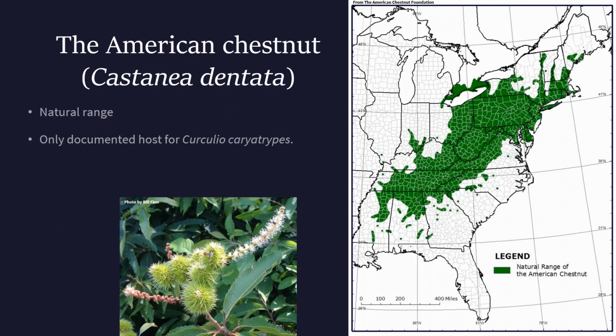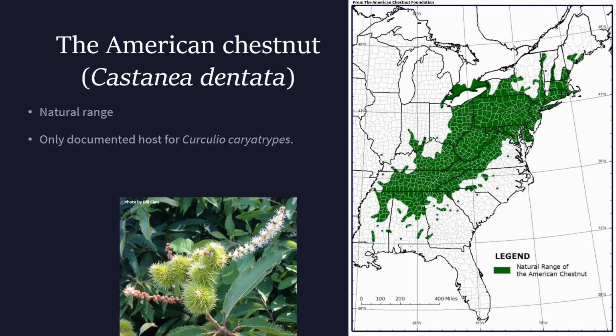The American chestnut, Castanea dentata, had a natural range that stretched from Maine to as far south as Florida, and from the east coast to as far west as Illinois and Mississippi, which we can see here in this map on the right. When flowering, Castanea are rather easy to identify by the presence of long white catkins, these structures here, and green spiny burrs, these structures here.